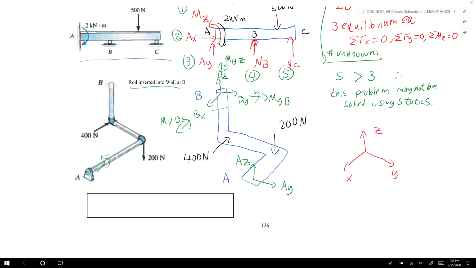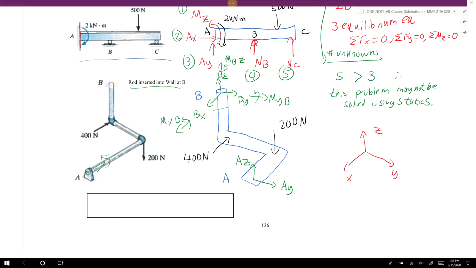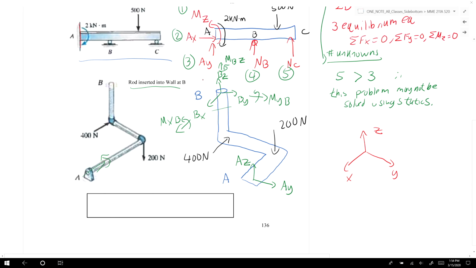In this case, we have 6 unknowns at point B and 2 unknowns at point A. So we have 8 unknowns, and for 3D problems we have 6 equilibrium equations, so we'd be unable to solve this problem as well. This would also be statically indeterminate. In MME 312, you will learn how to solve these problems.